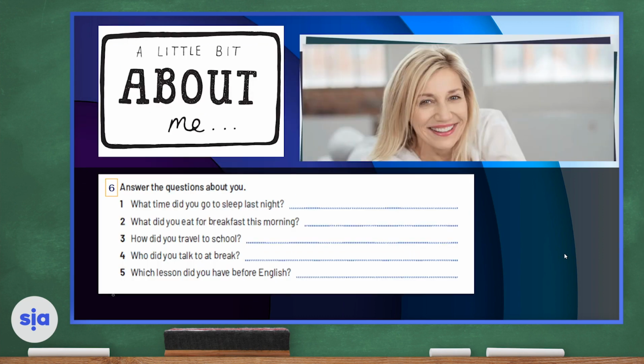Now, we're going to jump to a little about me exercise. So what are we going to do now? We're going to read those questions and answer about ourselves. Number 1, what time did you go to sleep last night? For me, I can share my answer and say I went to bed at 12 a.m. So what time did you go to sleep last night? Please write your answers down in your notebooks.